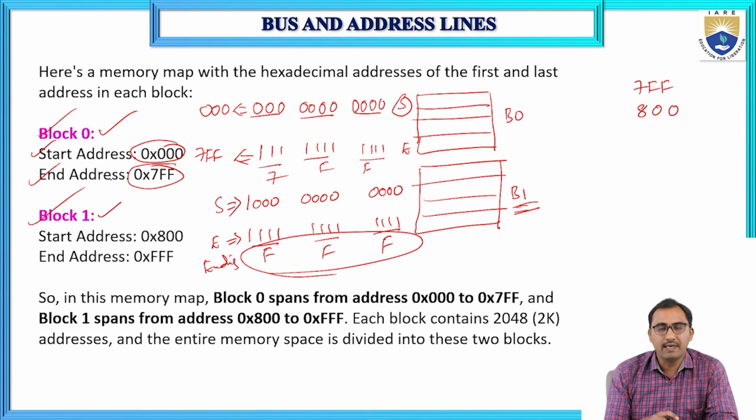In this way, we can derive the memory map for a particular memory. In this memory, block 0 spans from address 0x000, where x represents that the address notation is hexadecimal, and block 1 spans from address 800 to FFF. Each block contains 2048 addresses, and the entire memory space is divided into these two blocks.